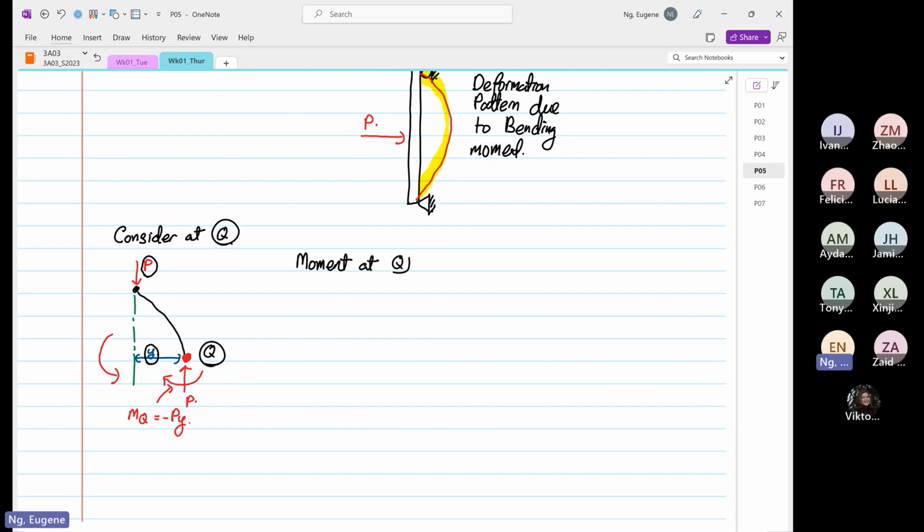Point Q is equal to what? Minus Py. Okay, that's a counter moment. So the next thing we're going to apply, and I think you all learned this in math before, is what we call the elastic curve.